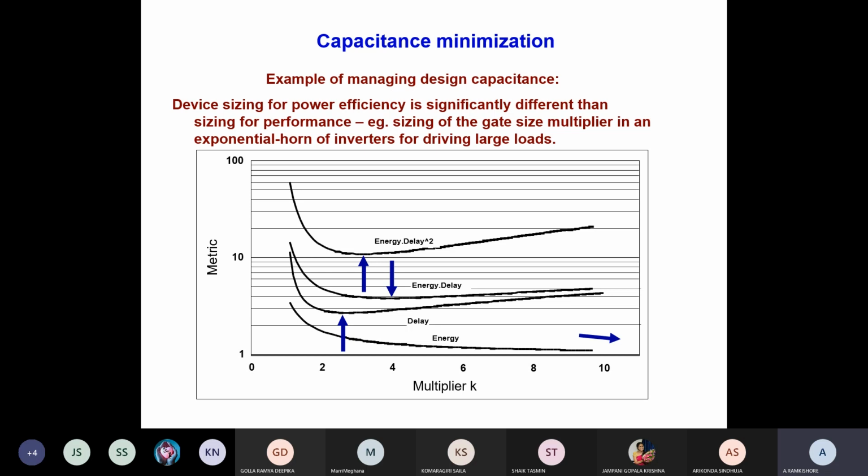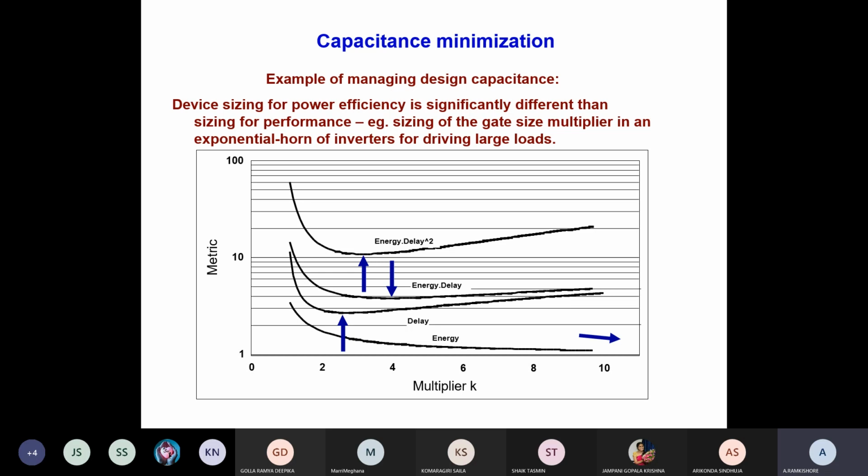This is the device sizing for power efficiency. For capacitance minimization or scaling minimization, this decides the size of the device. This size decides the power efficiency, that is, how effectively the power is utilized will decide the size of the circuit. That is significantly different from sizing for performance.